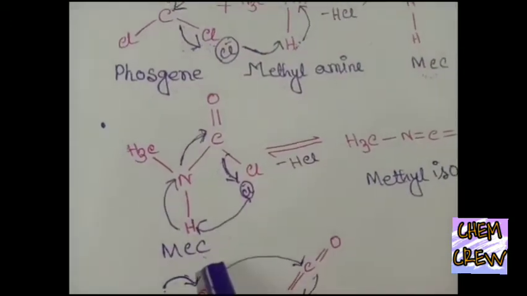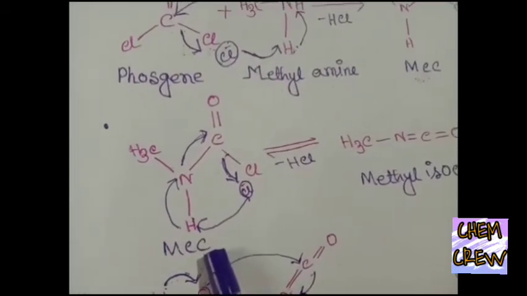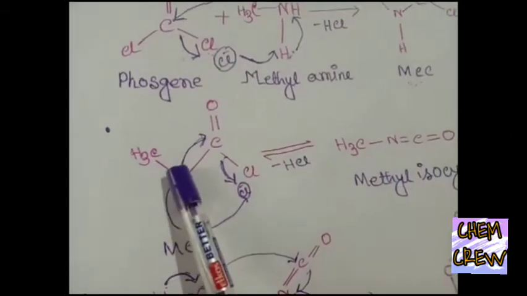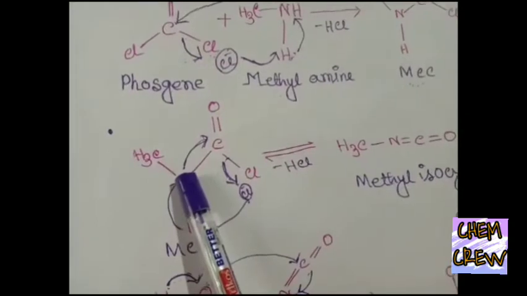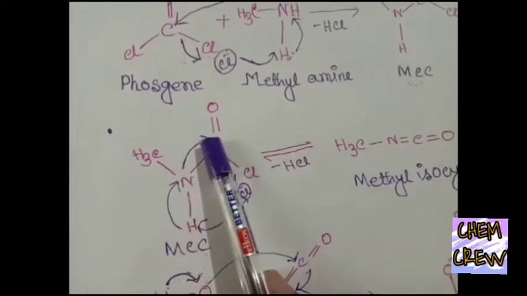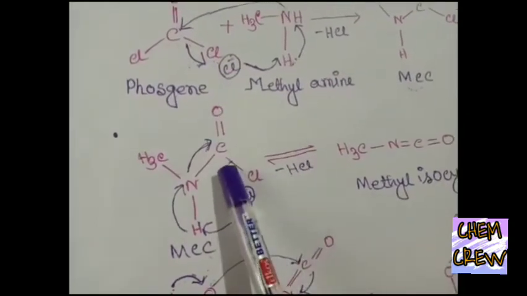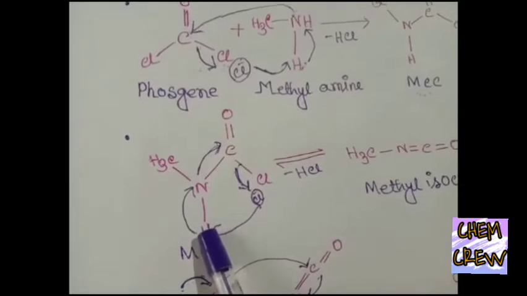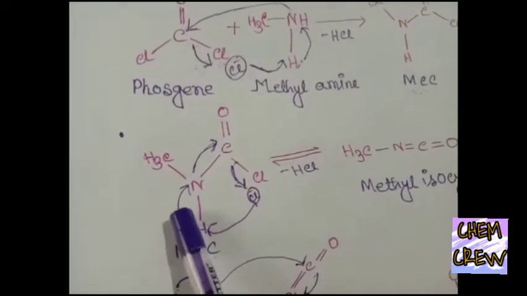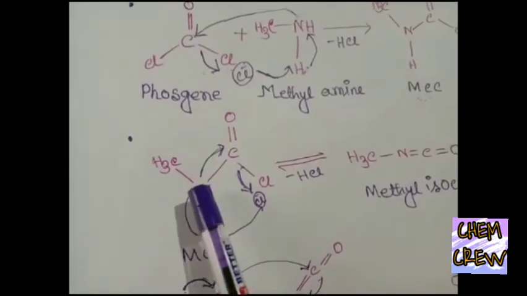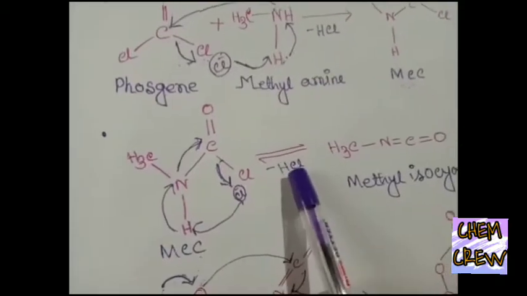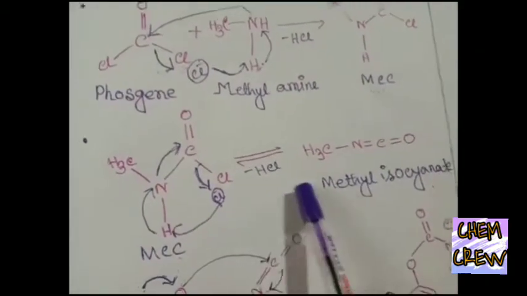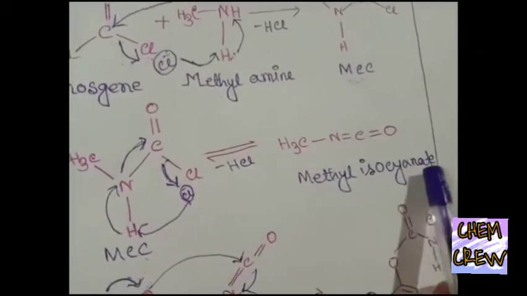Now this MCC undergoes rearrangement. The lone pair on the nitrogen attacks the carbon and Cl is eliminated, and this negatively charged chlorine attacks the hydrogen, the lone pair is again returned to nitrogen and HCl is eliminated, and we get the product methyl isocyanate.